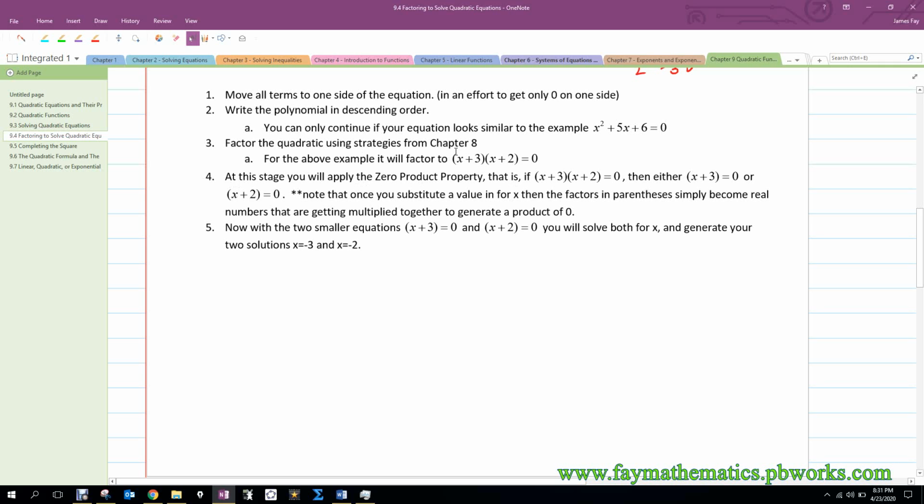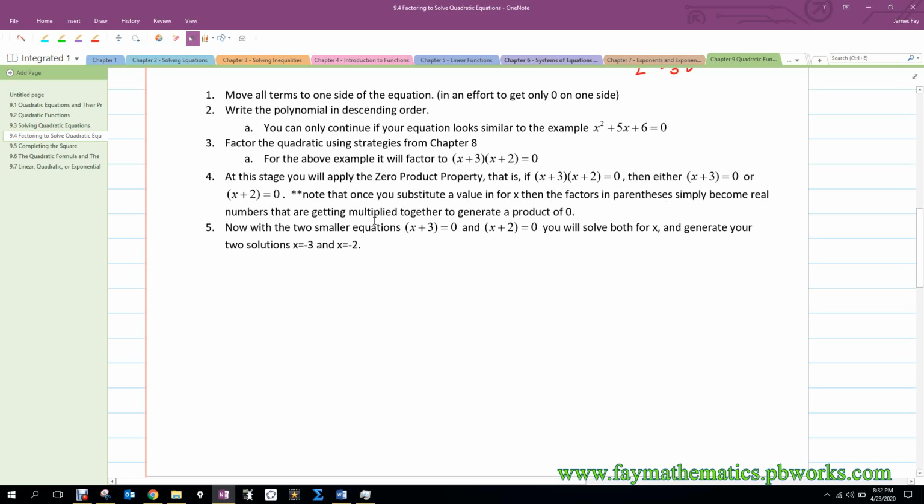So at this stage, once you factor it like this, you're going to apply what we call the zero product property. If you know you're multiplying two numbers together and you get 0, then that means either the first number was 0, so this is the first number, right? It's just an algebraic expression that represents a number. So we say either the first number is 0, or the second number is 0. Note that once you substitute a value in for x, these parentheses are actually real numbers.